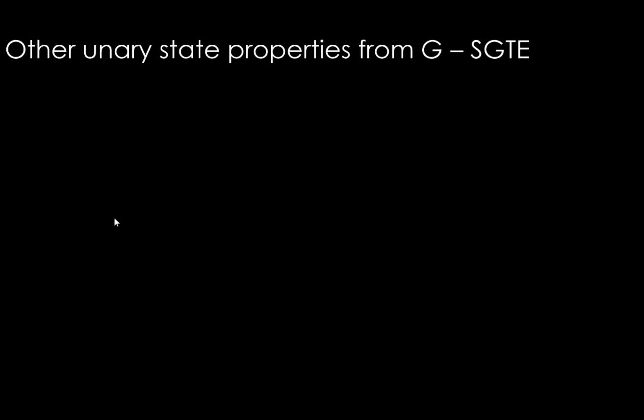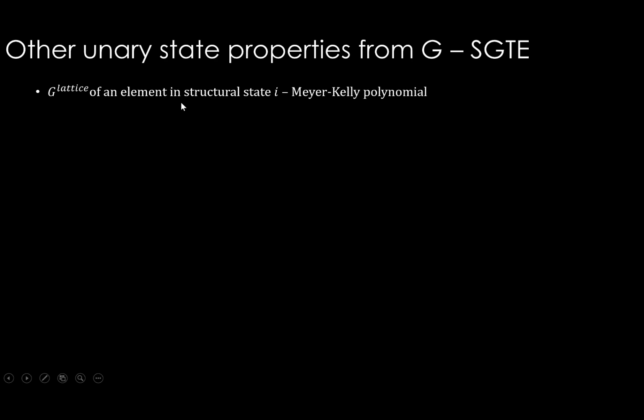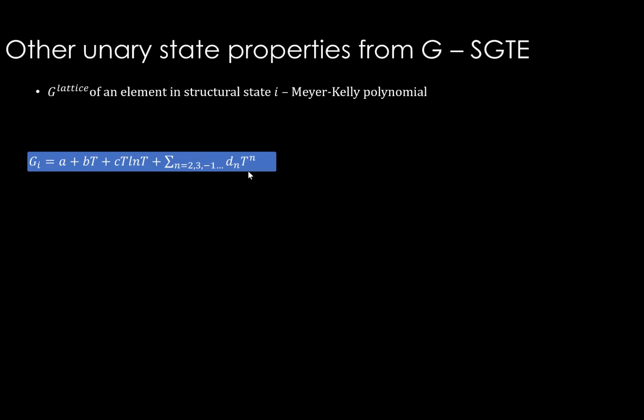So now once we have the Gibbs energy, can we get the other unary state properties from that? It's possible. G lattice of an element in a structural state I is expressed by this particular model called the Mayer-Kelly polynomial. It looks like this, where this A plus BT plus CT ln T is there, plus summation of n can be 2, 3, minus 1 and so on, D_n T to the power n. So this is how complex the equation can get depending on what is the element and structural state we are talking about.